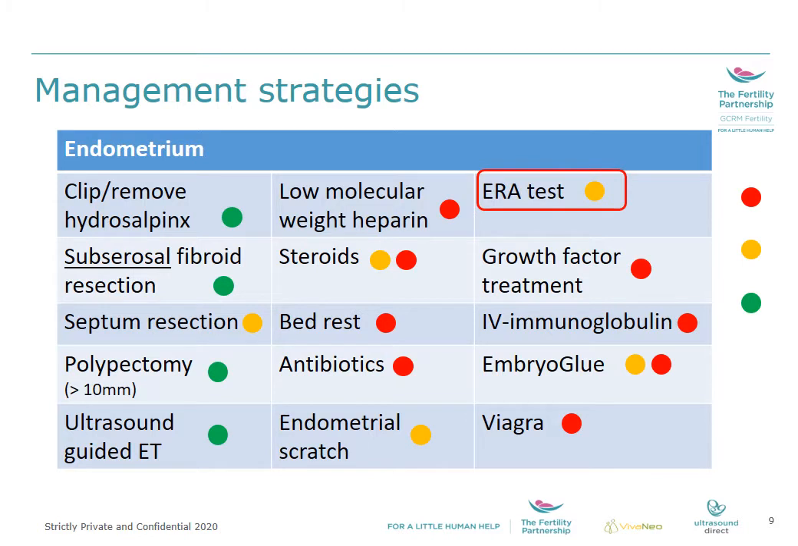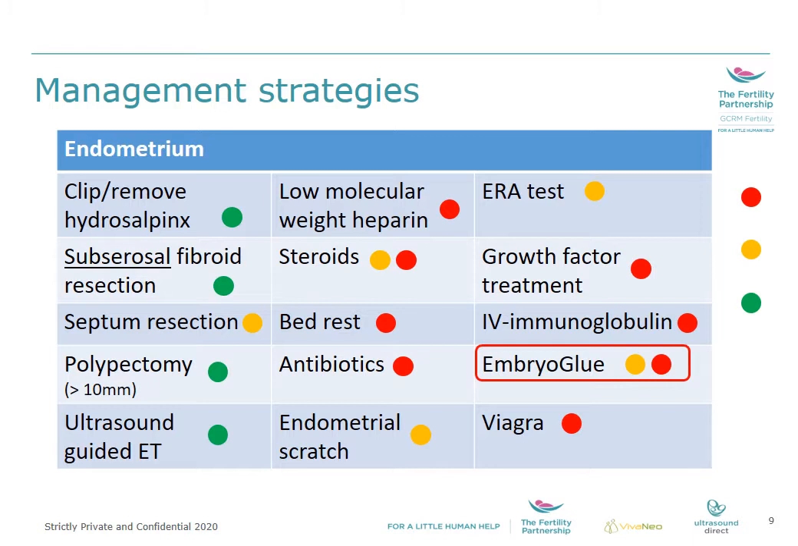The ERA test, or endometrial receptivity array test, is quite interesting. This is looking at the synchronized development of the lining of the womb with that of an embryo. And at present there isn't sufficient data to support its use in women with recurrent implantation failure, but the data is pretty limited, and I think that does have some mileage, but not for widespread clinical use at this stage. We need more data.